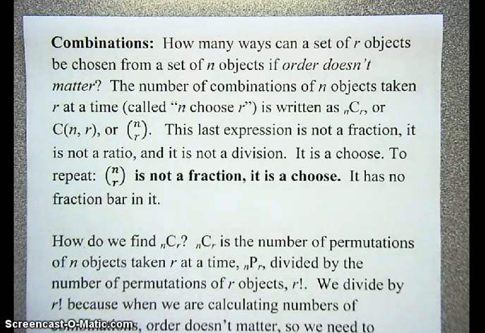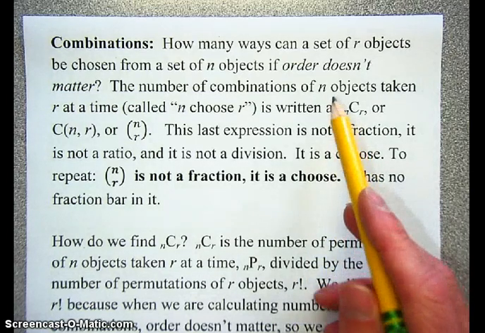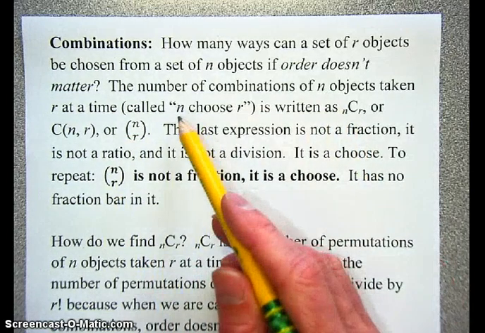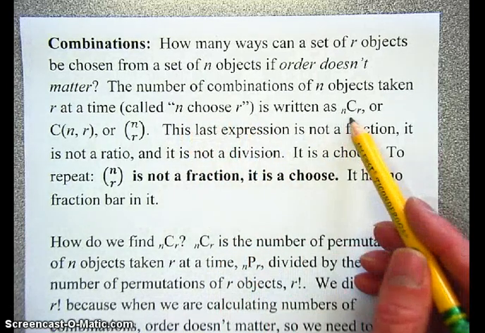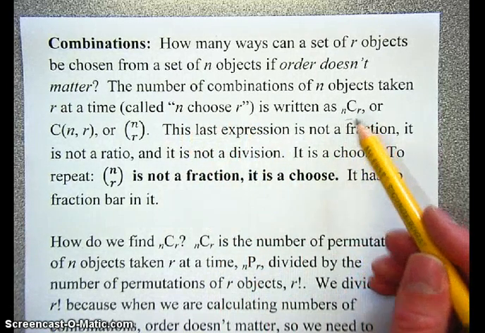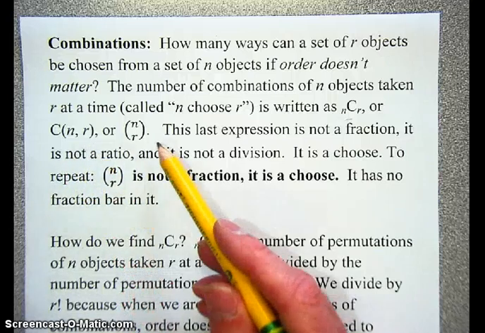And in this situation, you're working with combinations rather than permutations, because in this situation, order does not matter. So the number of ways you can choose r objects from a set of n, we call that n choose r. It's written these 3 ways: nCr like that, C(n,r) like that, or n choose r like that.